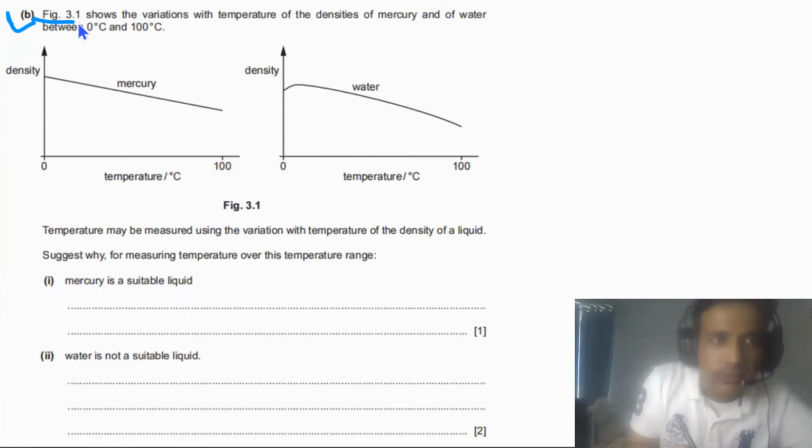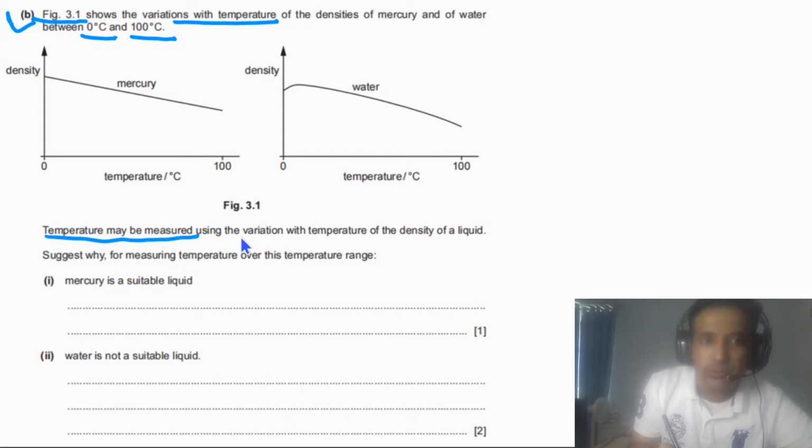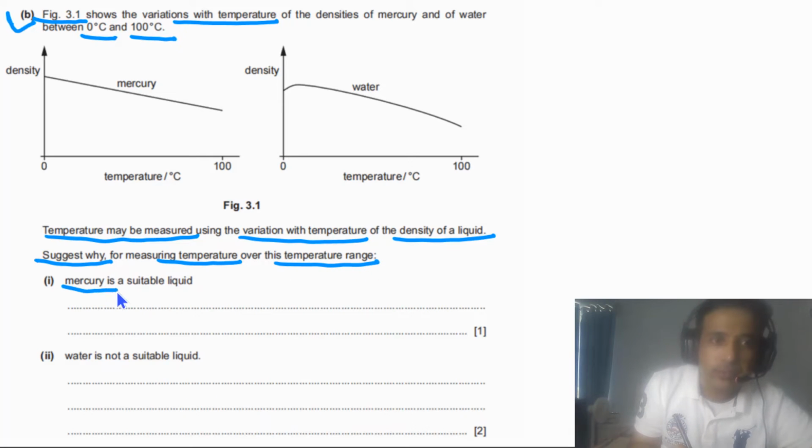Part B says figure 3.1 shows the variations with temperature of the densities of mercury and of water between 0 degrees Celsius and 100 degrees Celsius. Temperature may be measured using the variation with temperature of the density of a liquid. Suggest why for measuring temperature over this temperature range, mercury is a suitable liquid and water is not a suitable liquid. So first of all, we will look at this graph.